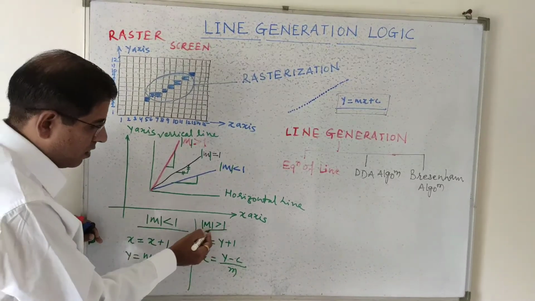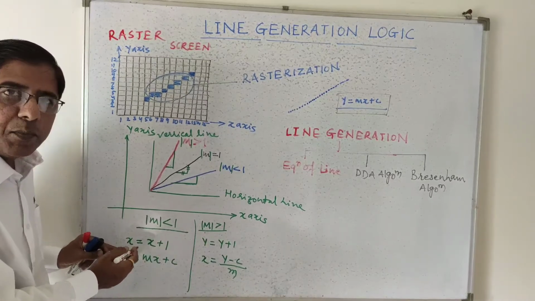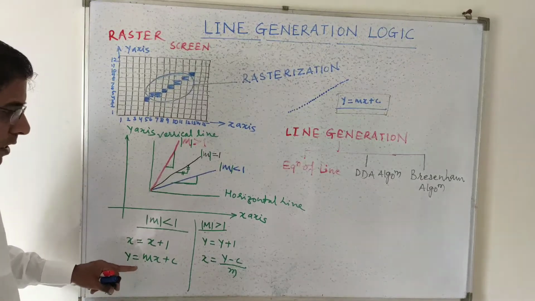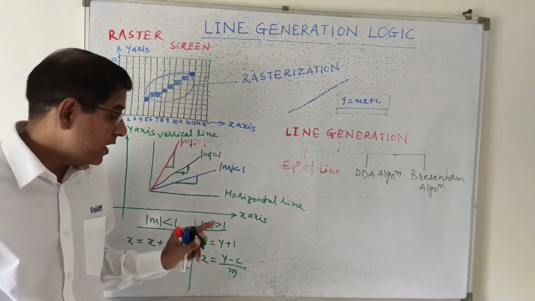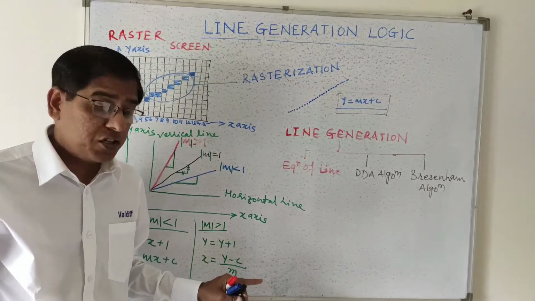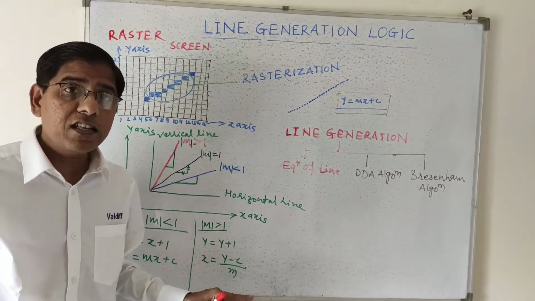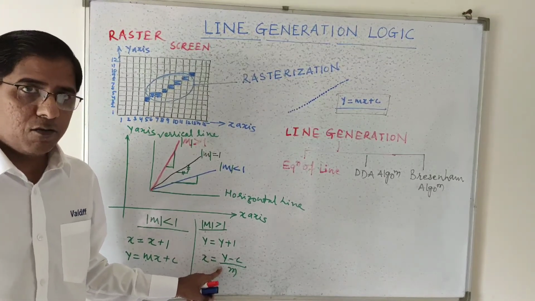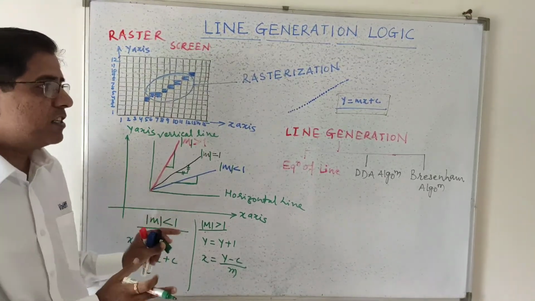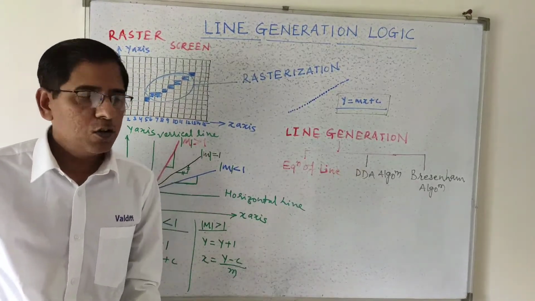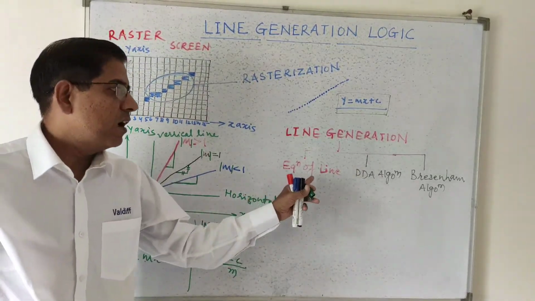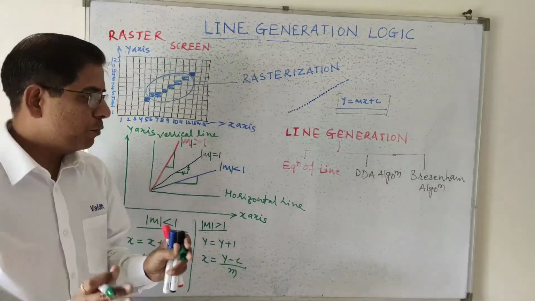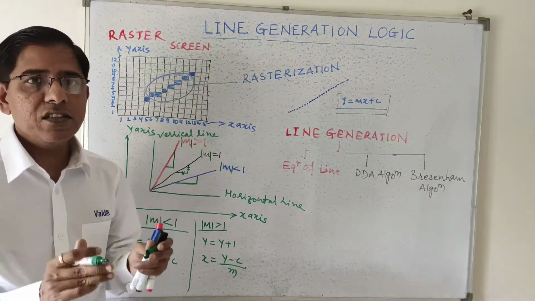So for slope less than 1, increment the value of x by 1 and calculate the value of y by using the equation of line. And if the slope is greater than 1, then increment the value of y by 1 in every iteration and calculate the value of x by using the equation of line. Okay, this is also the equation of line. So this is the mathematics behind any of the algorithms. From next time we'll see each one of them in detail. Okay, so I hope you understand this line generation logic.